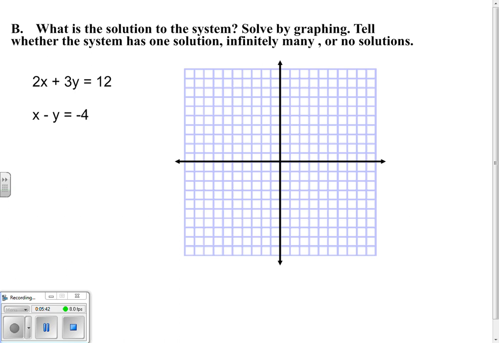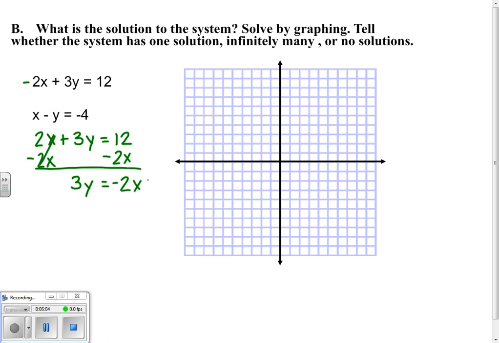What is the solution to the system solved by graphing? Tell whether the system has one solution, infinitely many solutions, or no solution. I'll repeat the same process. I'll do this top one in green. 2x plus 3y equals 12. I'm going to solve that for y. Start by subtracting 2x from both sides. I get 3y equals negative 2x plus 12. Divide everything by 3. Gives me y equals negative 2/3 x plus 4.